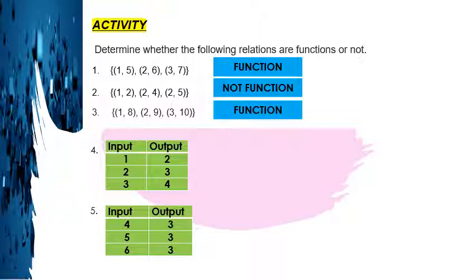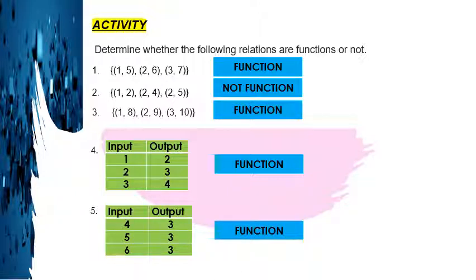Let's have the input. The input is considered the domain, and the output is the range. The input is 1, 2, and 3. There's no repetition of the domain, so therefore that is a function. For number 5, there's no repetition again in the domain, so that is a function.